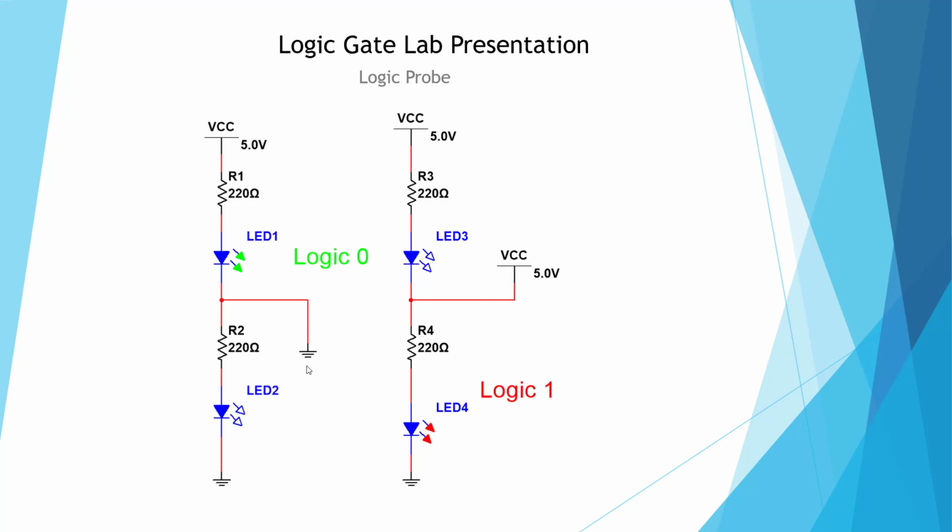This is designed so that if I put in logic 0, which is ground, the green LED goes on, meaning logic 0. If I put a high in here, meaning 5 volts, the lower LED, the red one, will light, meaning a logic level 1. And we're going to use this in order to analyze the gates.